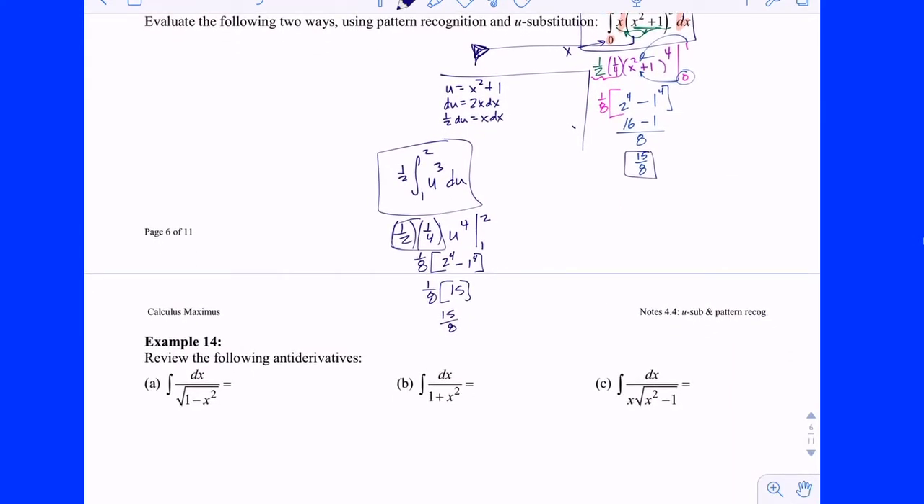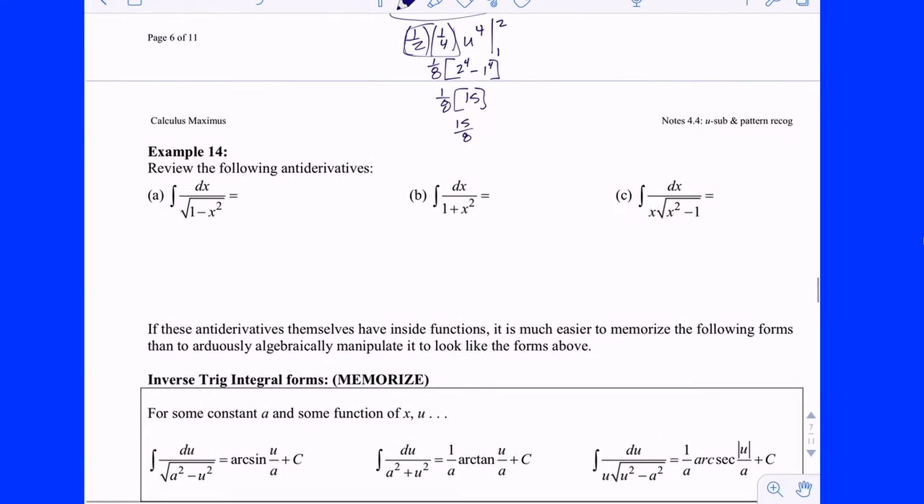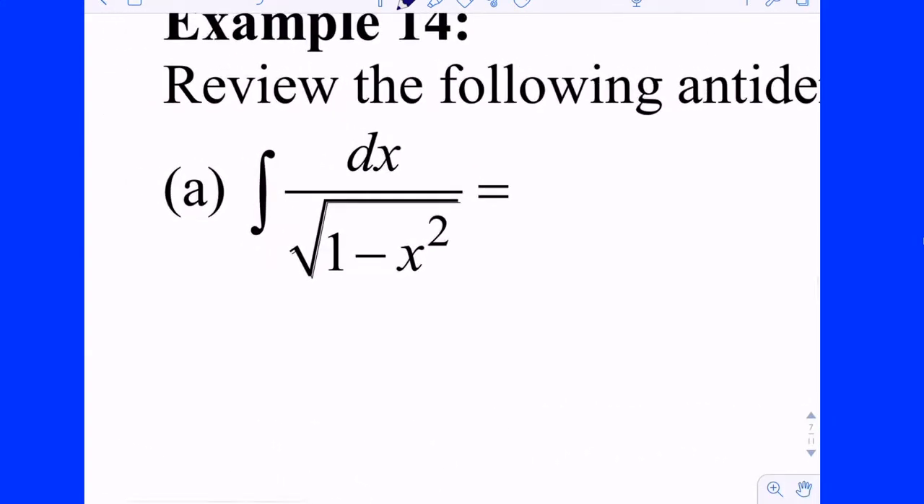All right, let's transition towards what we warmed up with, which I'll do with Mr. Peck. Review the following antiderivatives. So these should be quick and easy. Now notice the dx is in the numerator. That kind of looks funny, doesn't it?